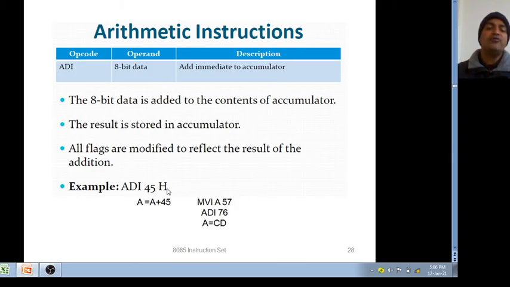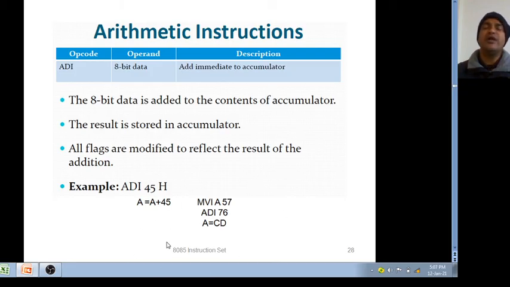For example, ADI 45. It means A equals A plus 45. Suppose A equals 57 and you are performing ADI 76. Then what will it do? It will add 57 and 76, which are in the hexadecimal number system, and will store the result in A. 6 plus 7 is 13. 13 means D. 5 plus 7, C means 12. So the result will be CD.